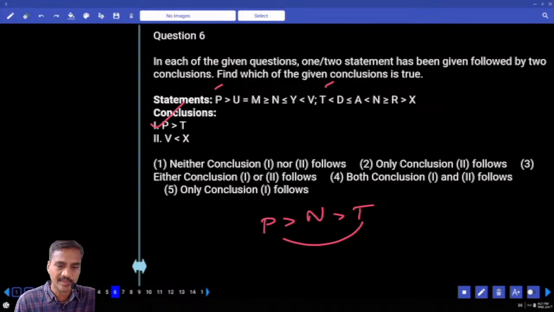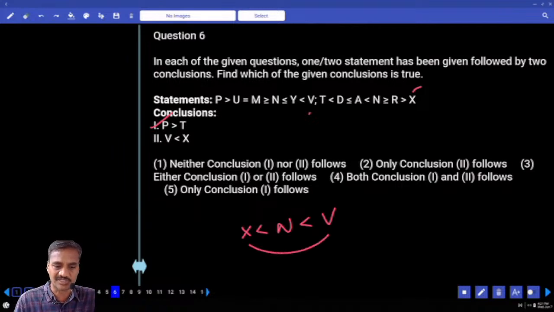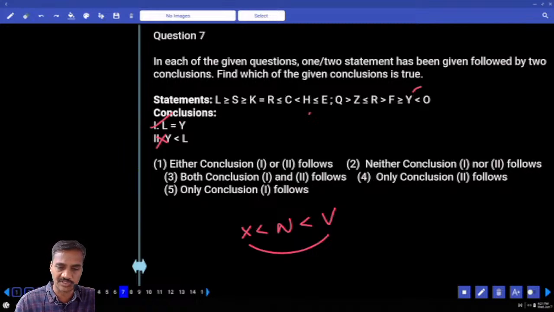Then next one, V and X. Now in this V and X, X is here and V is here. The element that is common is N. N less than V. N greater than X means X less than N. Hence X less than V. V greater than X is true, V less than X is false. And so what is your answer? Only one. That is the choice for question number 6.